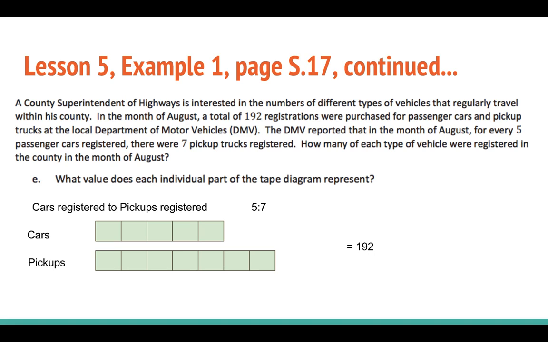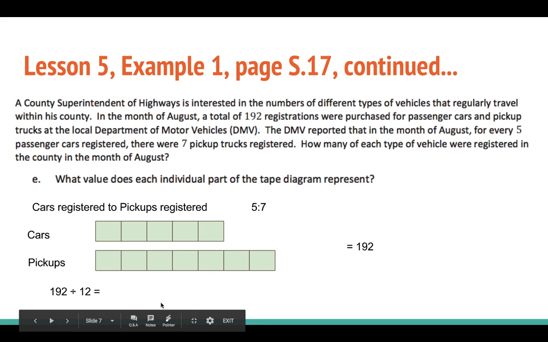What value does each individual part of the tape diagram represent? So now what we're looking for is how much each of these boxes represents. Remember, once again, we're looking at equivalent ratios. So that means each box represents the same amount, right? We said that all 12 boxes, when you add them all up together, should equal 192.